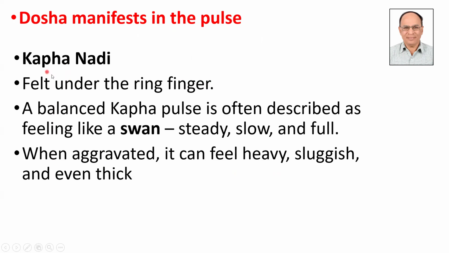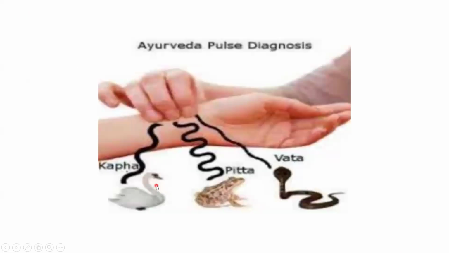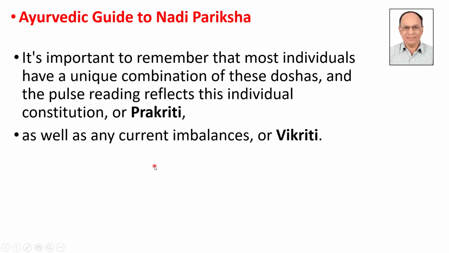Let us see what about the Kapha nadi. Kapha nadi is felt under the ring finger. A balanced Kapha pulse is often described as feeling like a swan movement: very steady, slow, and full. But when the Kapha dosha, bioenergy, is aggravated, the nadi or the pulse can feel heavy, sluggish, and even thick. So, my dear friends, you can see the symbolic diagram. This is Vata. Can you see the snake? This is Pitta, like a frog movement, and this is a swan, Kapha, indicating the pulse.